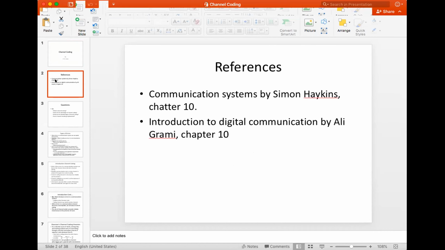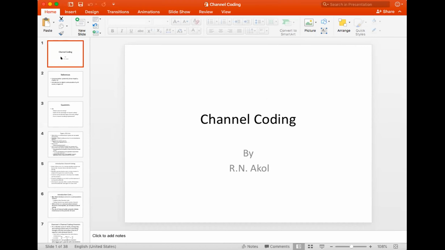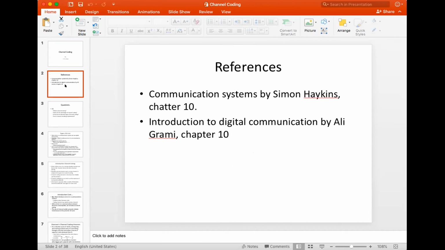So as always, whenever we introduce a topic, the first thing you should be asking yourself is, what is channel coding and what is the role of channel coding in a digital communication system? Those are very important questions. So if you can answer that, then you'll be able to know what channel coding is.